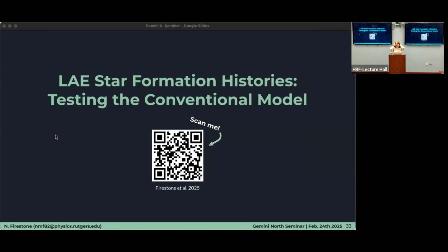Cool. All right. So hopefully at this point, I have convinced you that we have super awesome LAE samples and there's lots of great science that we can do with them. So I wanted to spend the rest of my talk talking about my most recent paper, looking at the star formation of LAEs in an attempt to challenge some of the conventional assumptions that we make about them. This paper is currently in review with ApJ Letters, but if you would like to take a look at the arXiv version, you can scan this QR code.